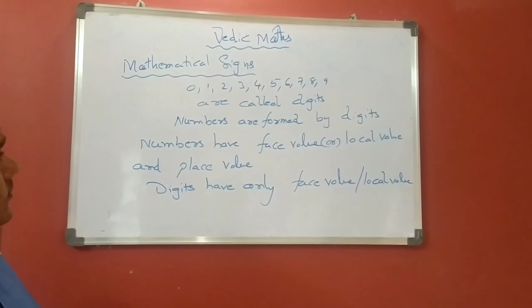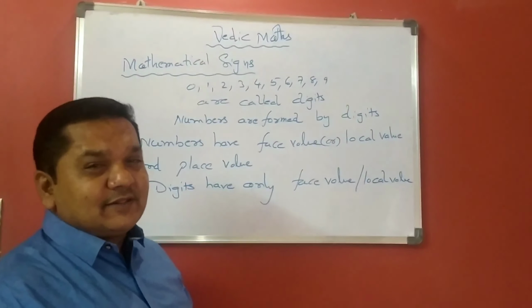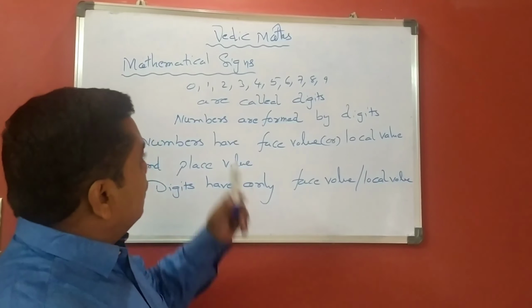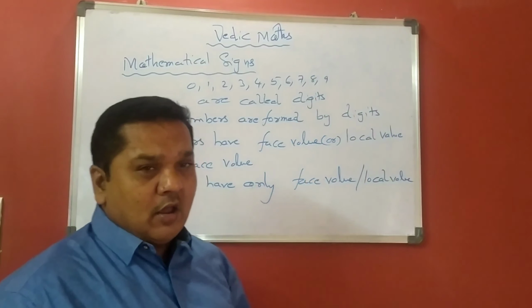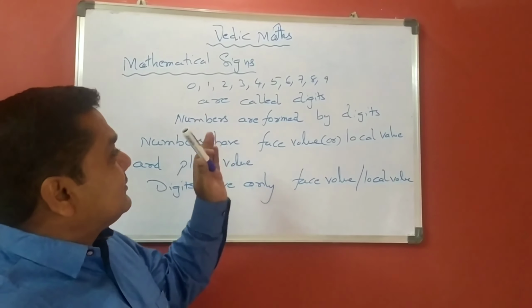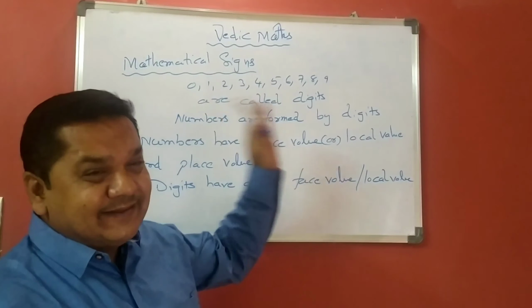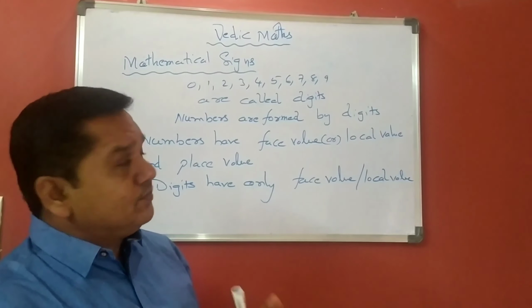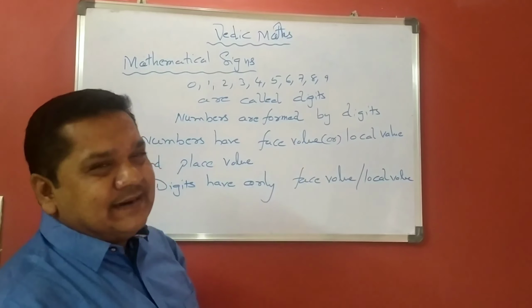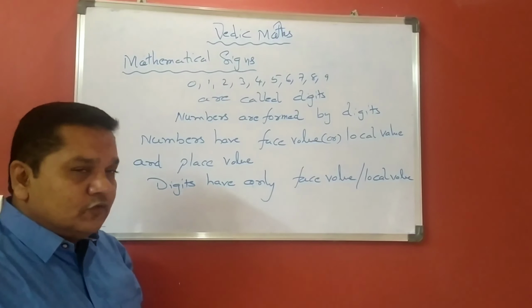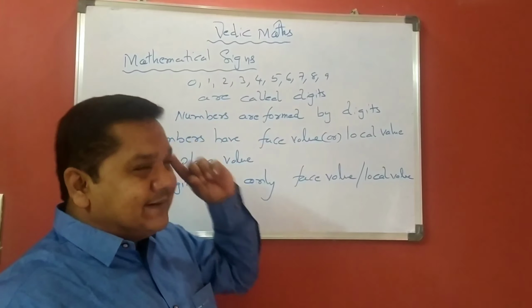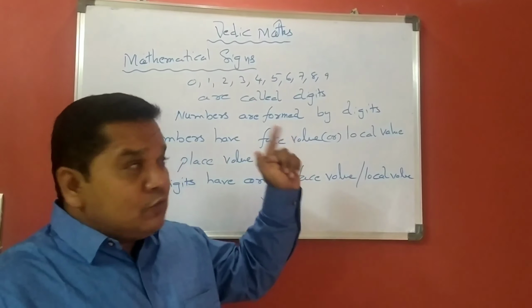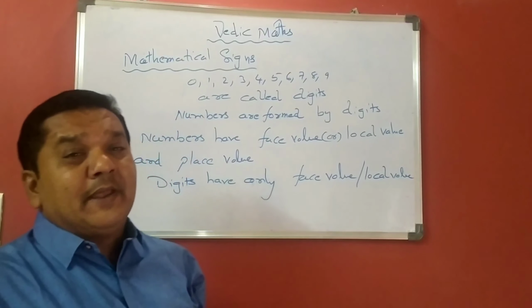So Vedic maths. What are mathematical signs? Do you know that 0, 1, 2, 3, 4, 5, 6, 7, 8, 9 are called mathematical signs, or called mathematical digits, not numbers? These are called digits, 0 to 9. By using these digits, we form numbers.